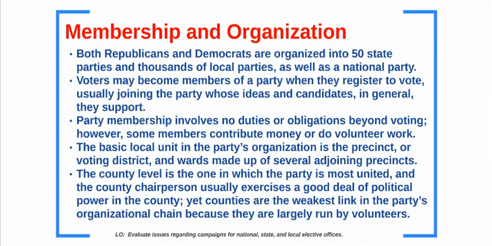The basic local unit of the party organization is the precinct, or voting district, and wards made up of several adjoining precincts. The county level is the one in which the party is the most united, and the county chairperson usually exercises a good deal of political power in the county. Yet counties are the weakest link in the party's organizational chain because they are largely run by volunteers.